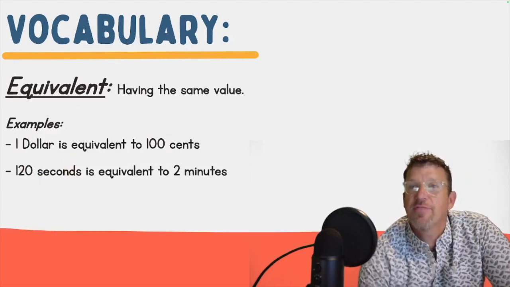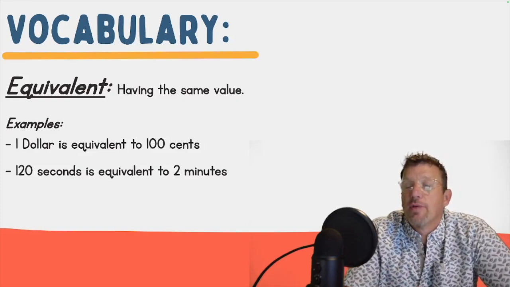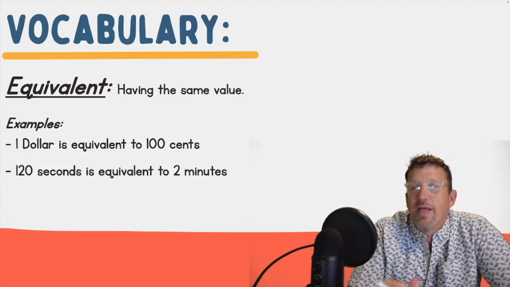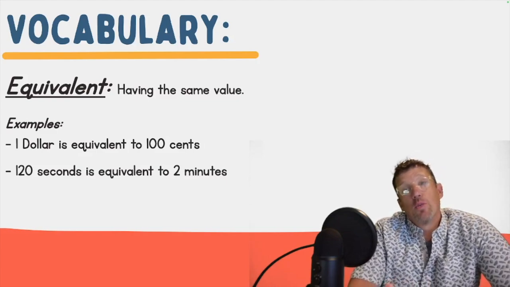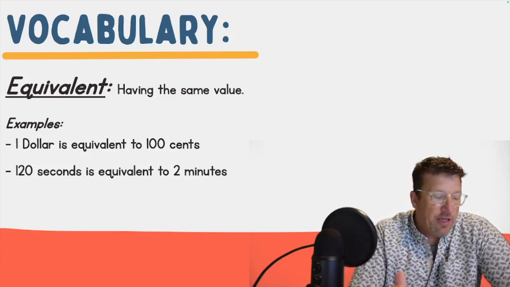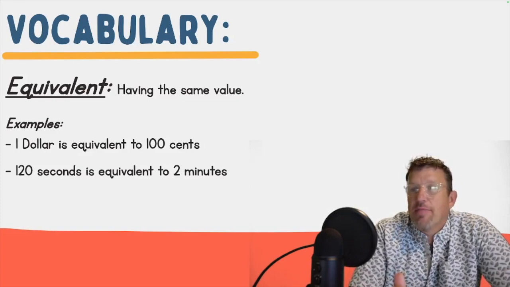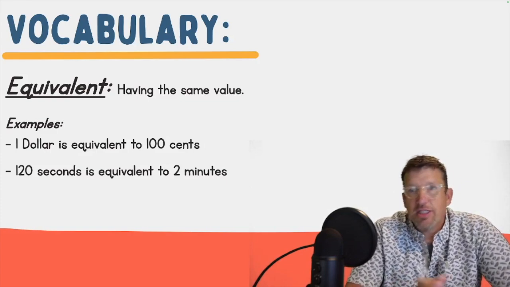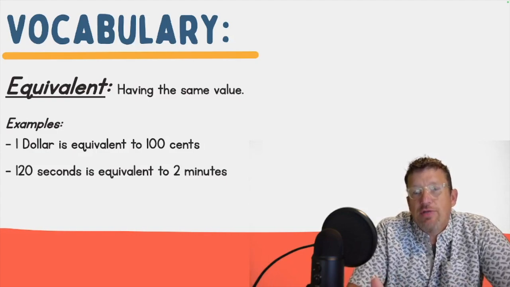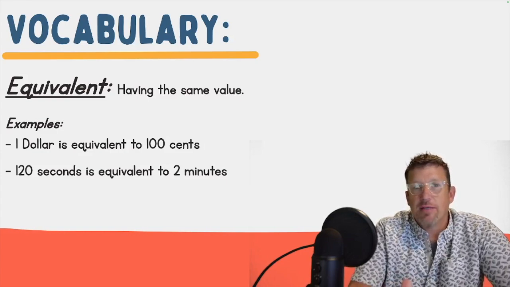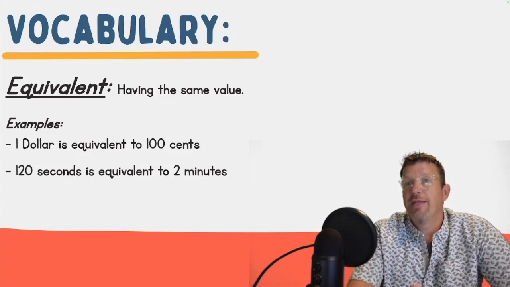I put this vocab word in there because we want to make sure we're thinking about different ways that people talk about how something is equal or the same. A lot of times in math, they use the word equivalent. I want you to think about what that word means. It simply means having the same value. We're going to talk about that in fractions and in all different kinds of ways. But if I have $1, that's equivalent to 100 cents or 100 pennies. It's the same thing. They look different, but they're equivalent in value.